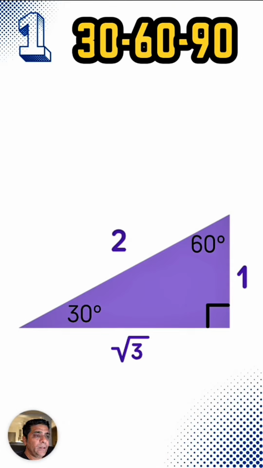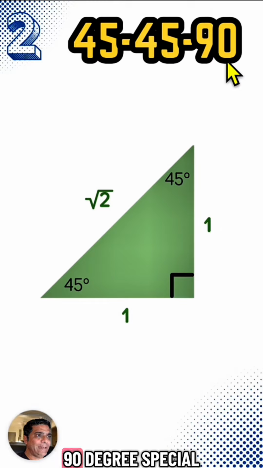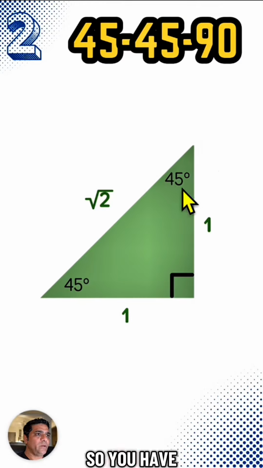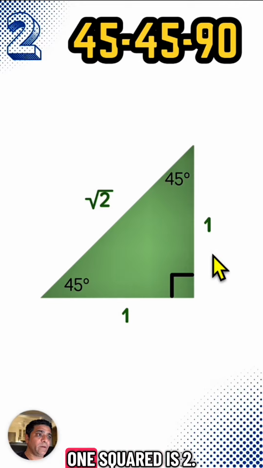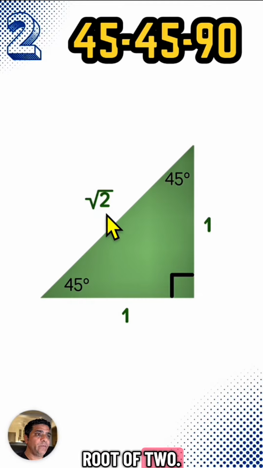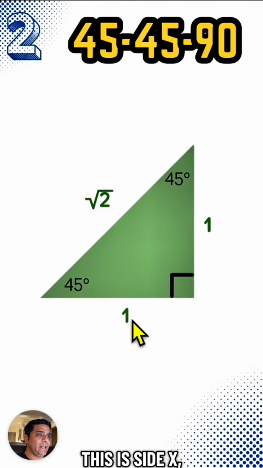All right. Next example of special triangles is what's called 45, 45, 90 degree special triangles. Here you have an isosceles right triangle. So you have 45 degrees, 45, and that's a 90 degrees. So these sides are going to be equal. So if you were to say the side is 1 and this side is going to be the same because it's an isosceles triangle, so 1 and 1. So when you do Pythagoras theorem, 1 squared plus 1 squared is 2, and then the third side hypotenuse is going to be square root of 2. So you can accordingly solve problems. If you have a side x and this is side x, this is going to be root 2x. Okay. All right, very good.